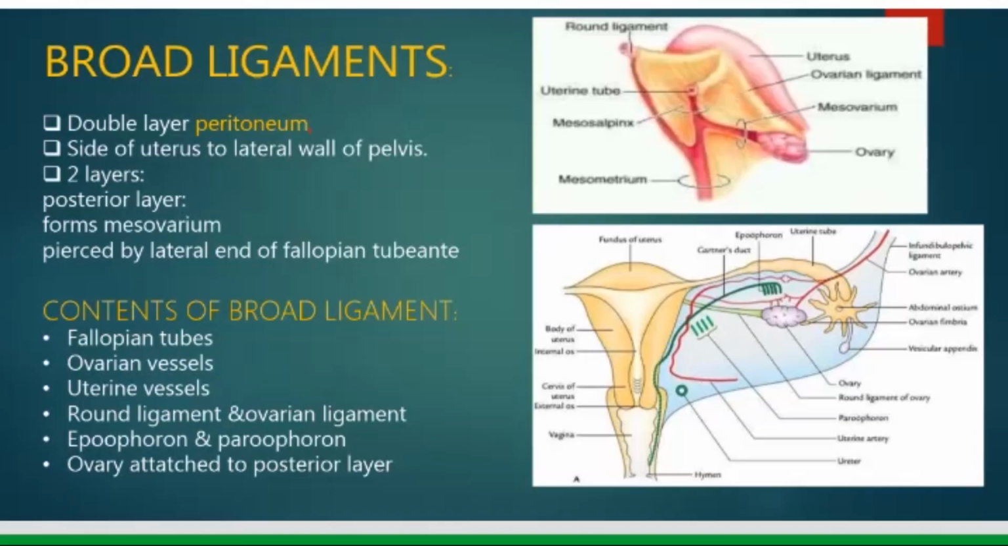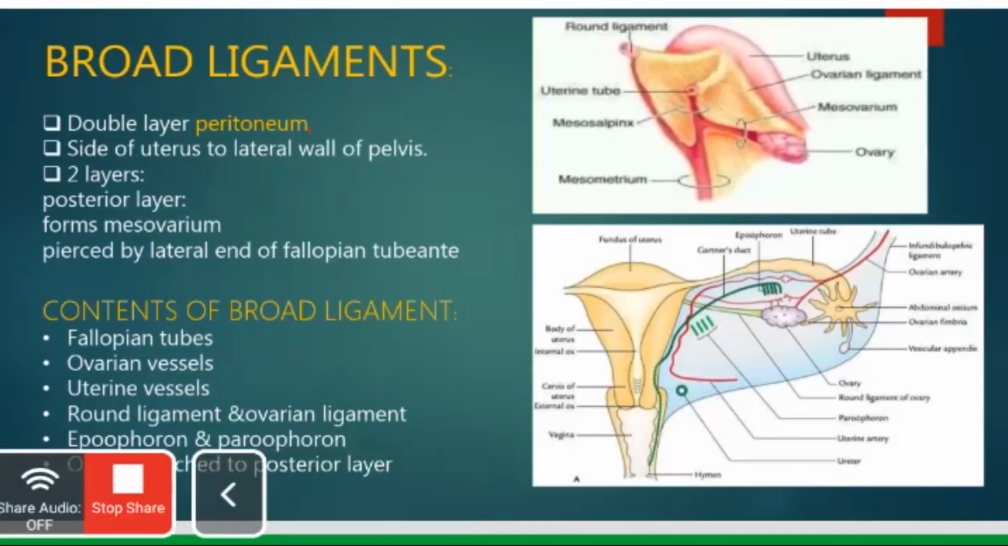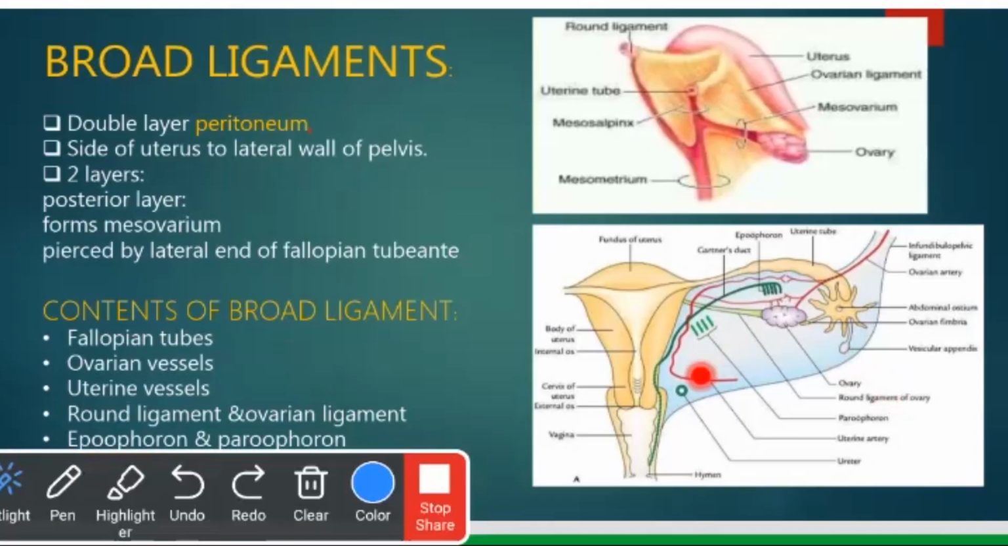You can see the structure in blue is the broad ligament, and it contains other structures also. This is the uterus, vagina, fallopian tube, and ovaries. The lateral attachment of the uterus is the extension of the double layer of peritoneum only. The structure in blue is the broad ligament, and similarly on both lateral sides of the uterus.